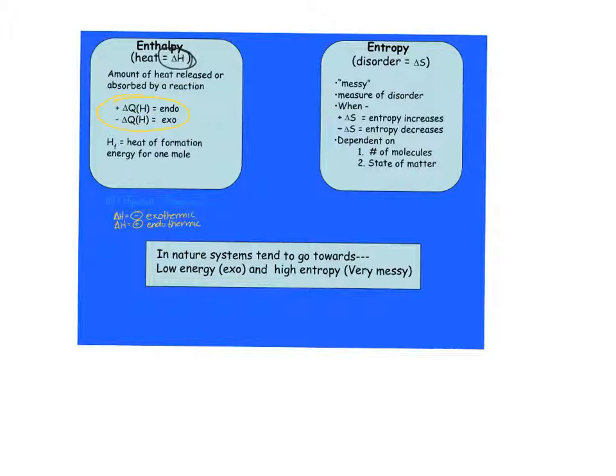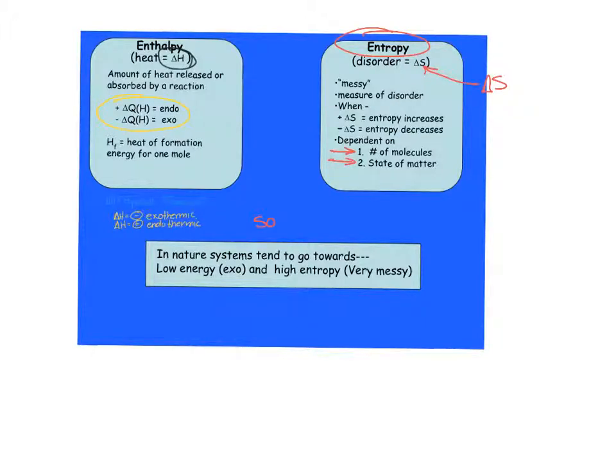Alright, and now we have to talk about something new. That new thing is called entropy, or chaos, or disorder. And it's got a symbol of delta S, okay? And it really just means how messy a system is. And to be nice and simple and succinct about this, we're going to look at two things. We're going to look at the number of molecules and the states of matter.